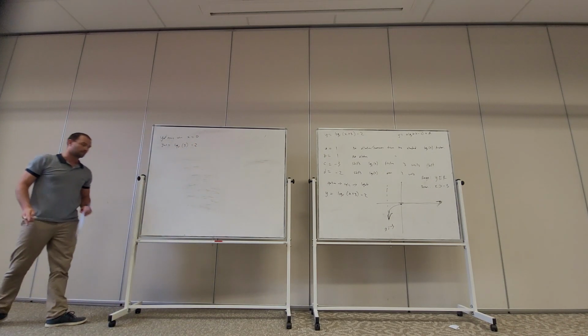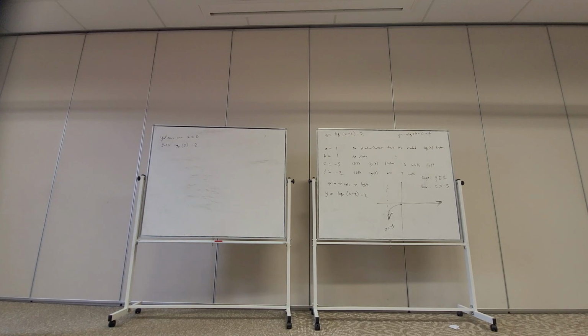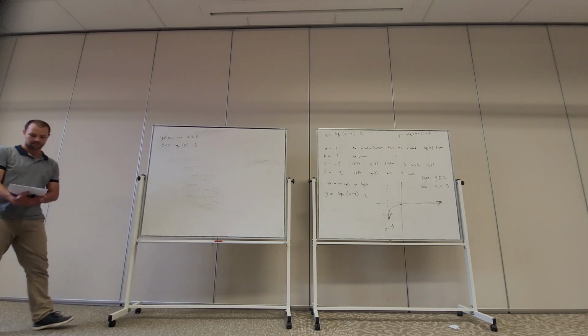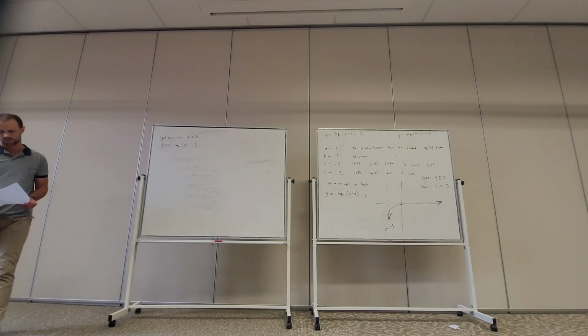Log base 5 of 3, take away 2. We can evaluate that to a few figures. We can solve it from our calculator. There's ways of determining it. This is the exact value. Okay, that's what it is. Exactly includes every possible decimal place.